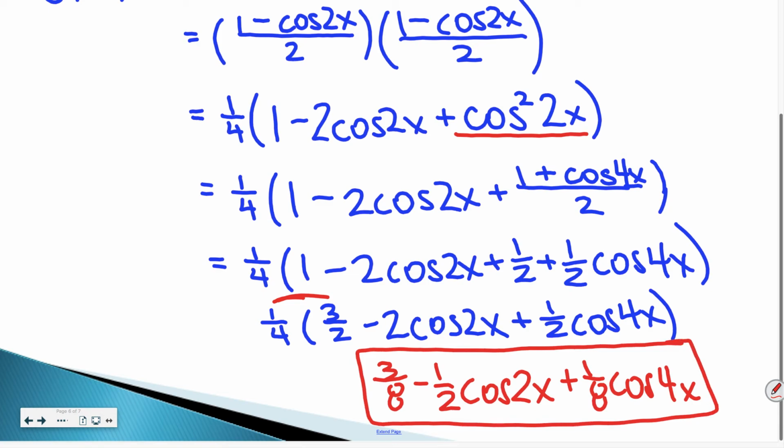Okay. The back of the book, when you go to check your answers, they're going to factor out a 1/8. You don't need to do that. You can just leave it like that for me. I'll be fine.